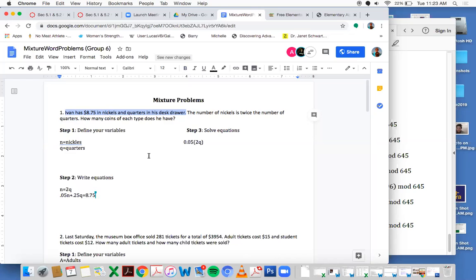Okay, good. Okay. So then when we solve, you're going to plug one into the other. Okay, so like you started at the top here, you're replacing n by 2q and just continuing the equation and solving it. Okay.